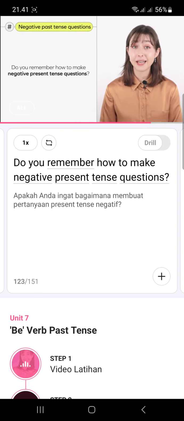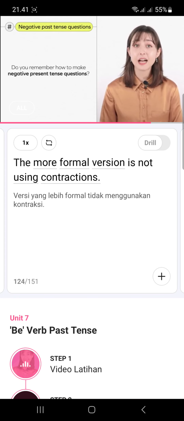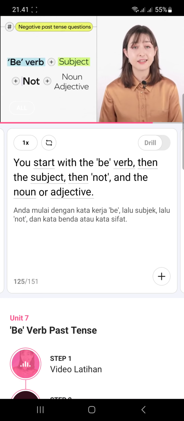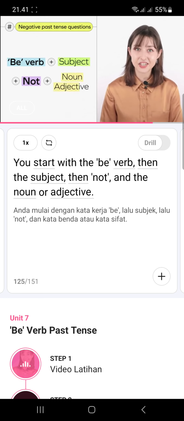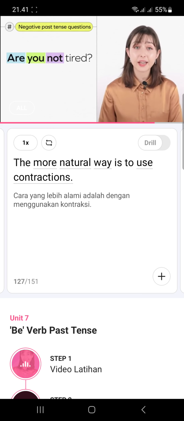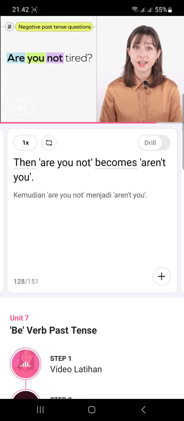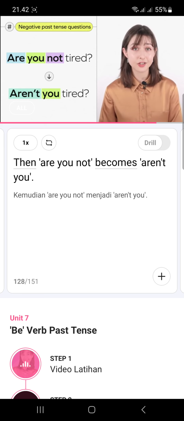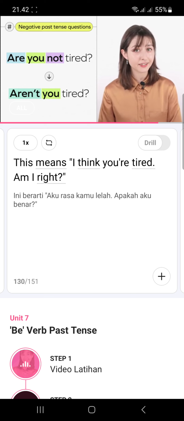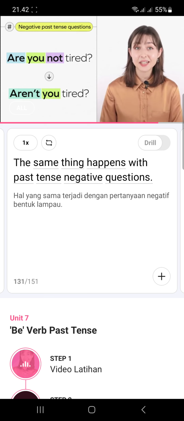Do you remember how to make negative present tense questions? The more formal version is not using contractions. You start with the be verb, then the subject, then not, and the noun or adjective. For instance, are you not tired? The more natural way is to use contractions. Then are you not becomes aren't you? Aren't you tired? This means I think you're tired. Am I right?